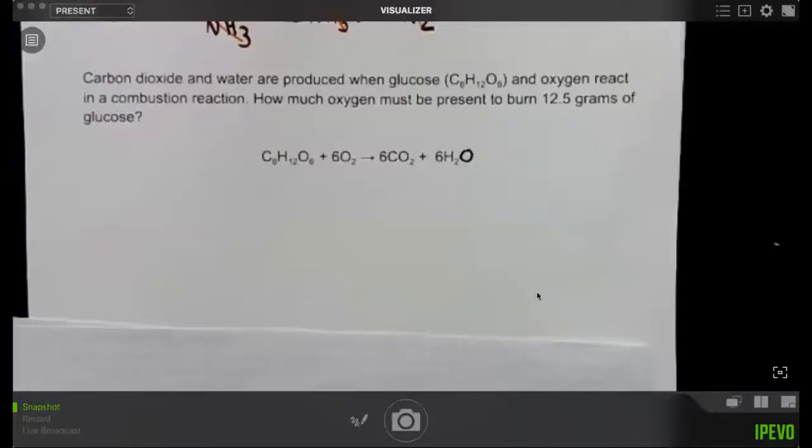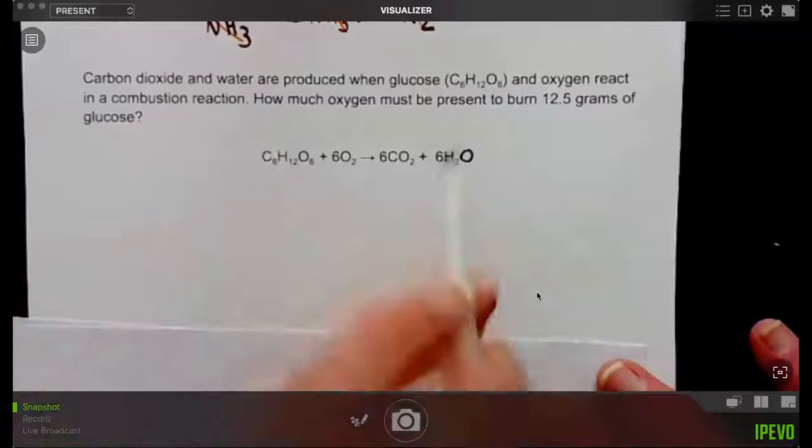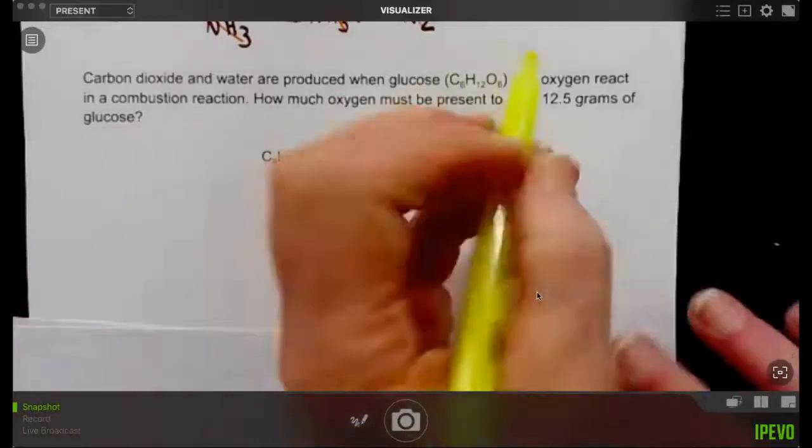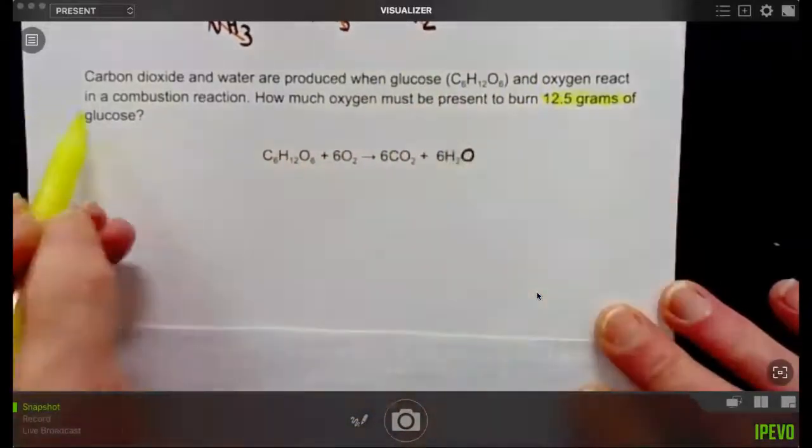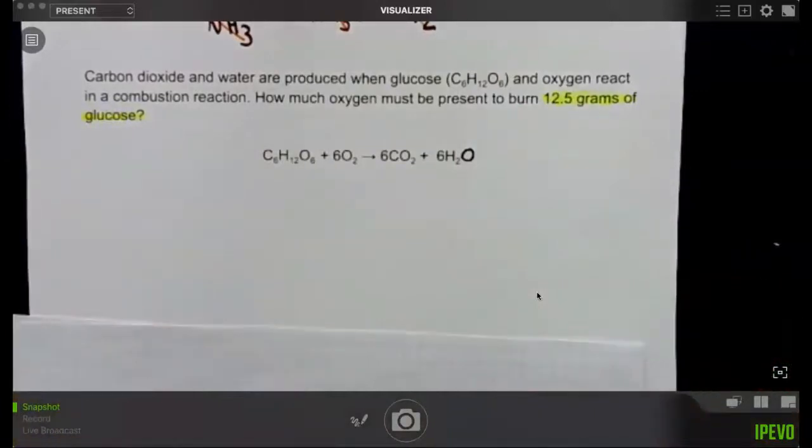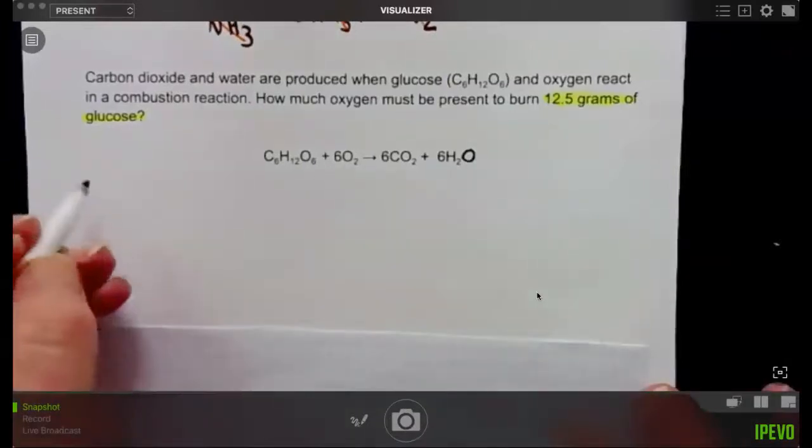All right. So first step is to identify what we're starting with. So go ahead and write down the initial quantity and then try identifying what it's asking you for and write down the units for that.